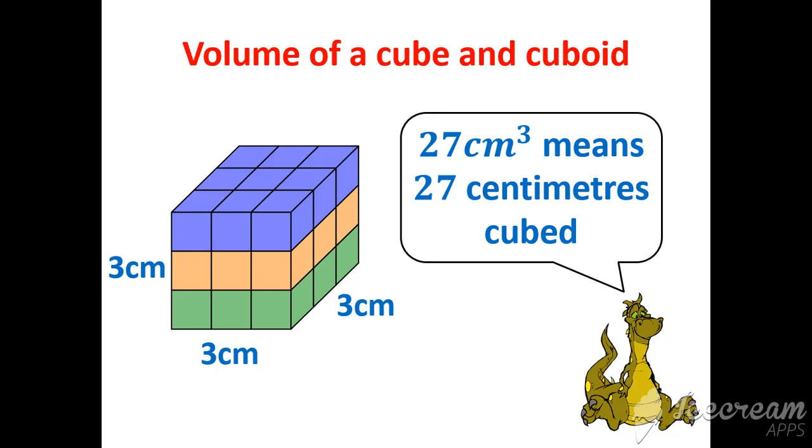So in the area videos we've been doing for a little while, we've been doing centimeters squared, which is a centimeter by centimeter square. Now we're doing centimeters cubed, which is a cube that's 1 centimeter by 1 centimeter by 1 centimeter. It's 3 dimensions, so we need a 3 instead of a square.